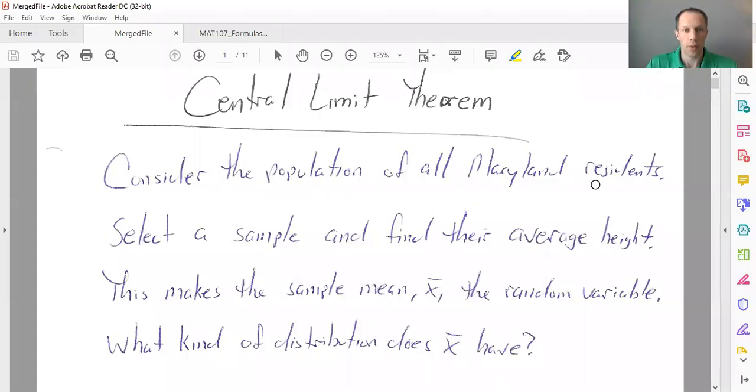In this video, we're going to learn about the central limit theorem. The central limit theorem plays a very important role in what we're going to do in the next two chapters. So it's important for us to understand it and know how to use it.